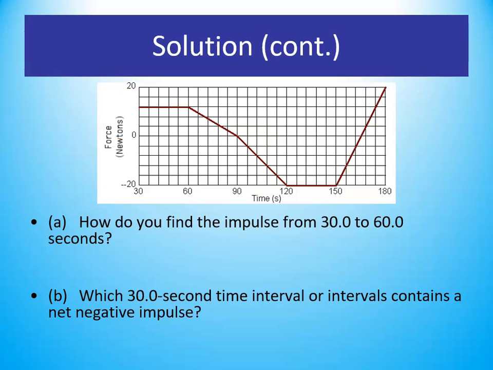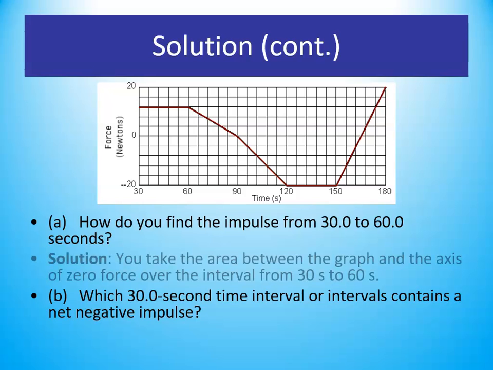So keeping in mind this graph, let's consider part A. How do you find the impulse from 30 to 60 seconds? Well, we just said that. Impulse is the area of a force versus time graph. So you take the area between the graph and the axis of zero force, that is the time axis, over the interval from 30 to 60 seconds. That is actually just this rectangle.